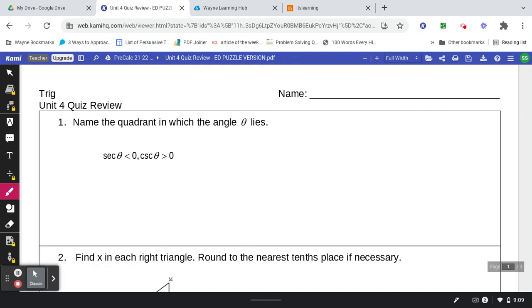This is the Trig quiz review. We have 7 problems to do. First problem, name the quadrant in which the angle theta lies. Secant is less than 0 and cosecant is greater than 0.